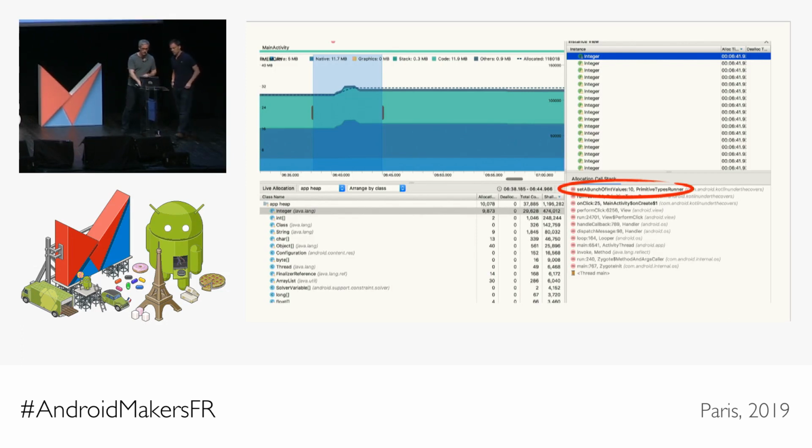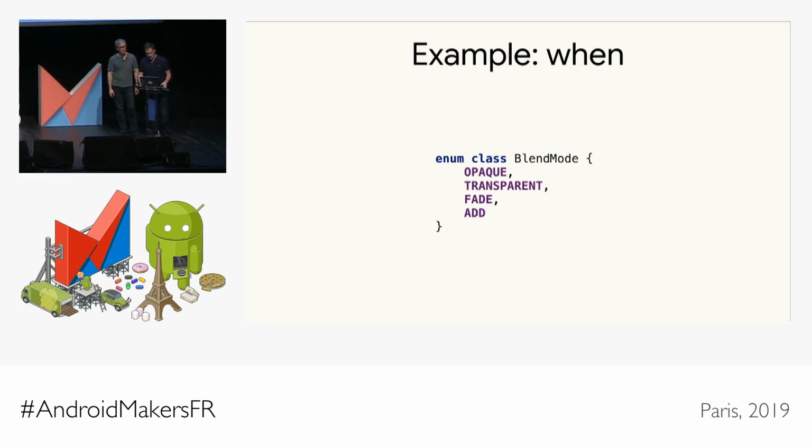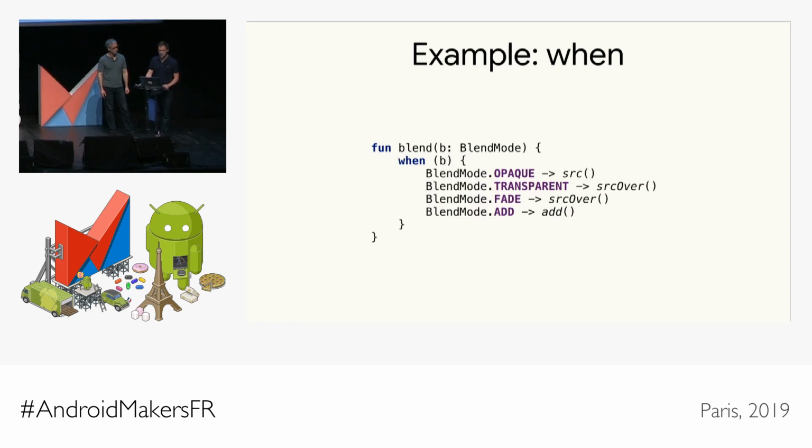All right, so we're going to look at more complicated examples. We're going to start with enums, because it's our favorite topic. Yay, enums. So here we have an enum class called BlendMode. It doesn't really matter what kind of enum it is. What's interesting is what happens when you switch over an enum. In Kotlin, we use the when keyword, and your code will look like this. This one is interesting because it's not specific to Kotlin. It's also what Java compilers do, so there's no difference here between the two languages.